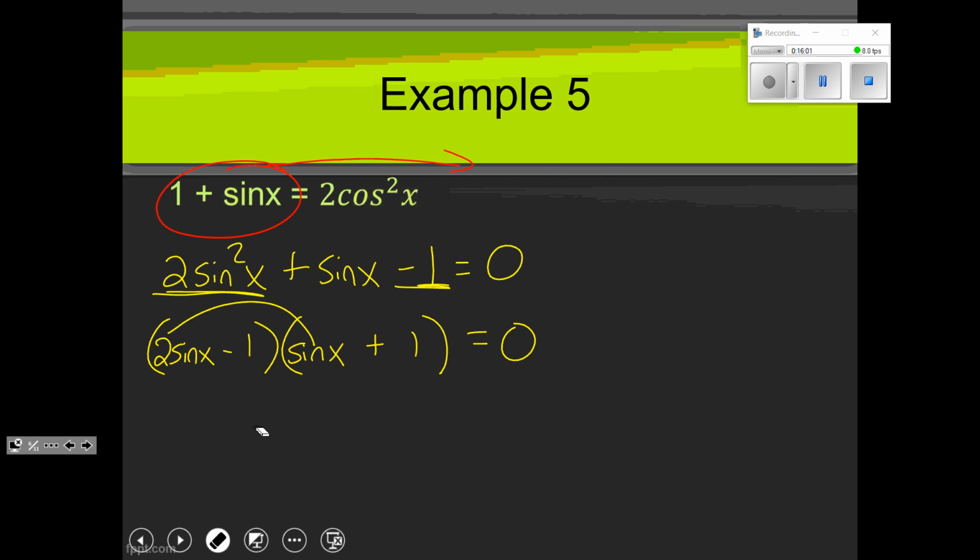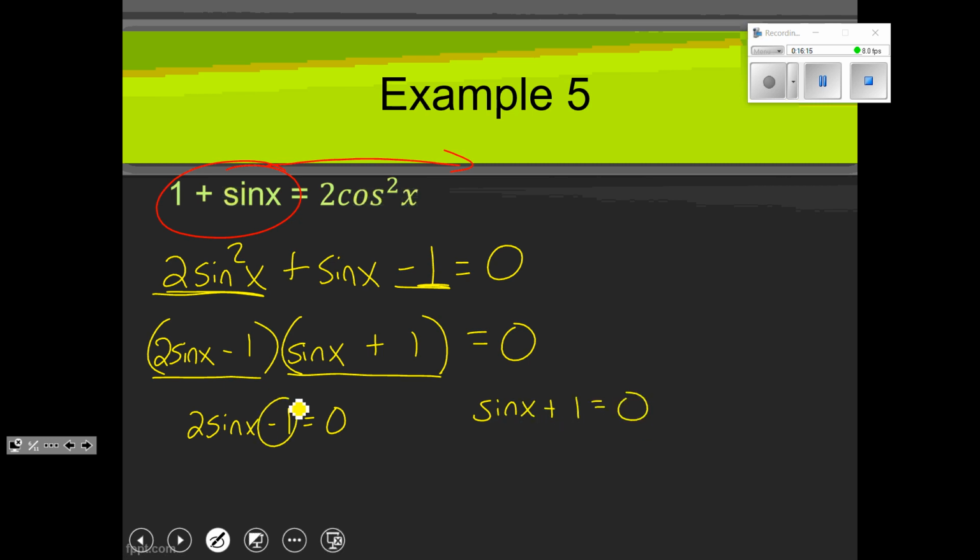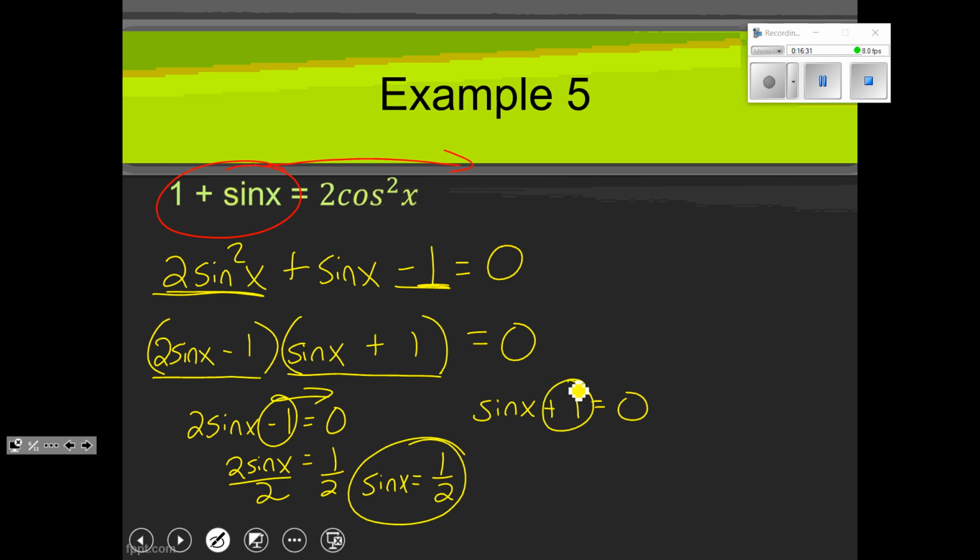We take each factor and we set them equal to 0. So 2 sine of x minus 1 equals 0, and sine of x plus 1 equals 0. And I'm going to solve them. So I'm going to move this over, and I'm going to divide by 2. So the sine of x, and it's not plus or minus because I did not take the square root on both sides, is just positive a half. And then here, when I move this over, this would be the sine of x equals negative 1.